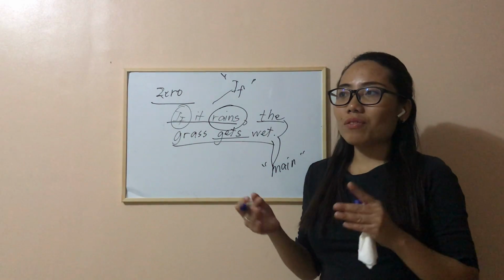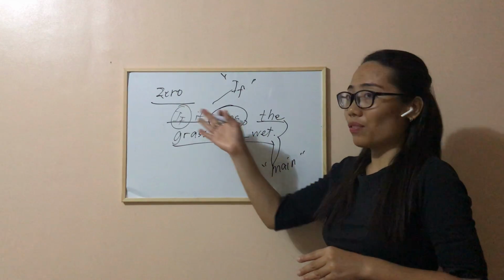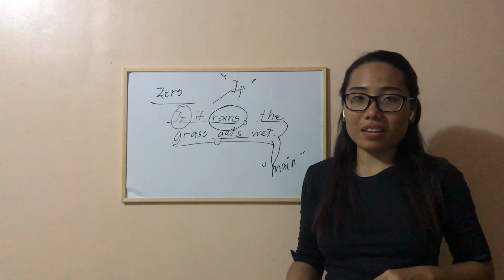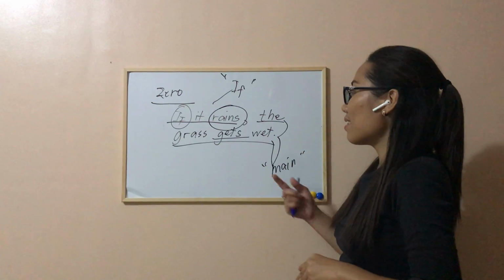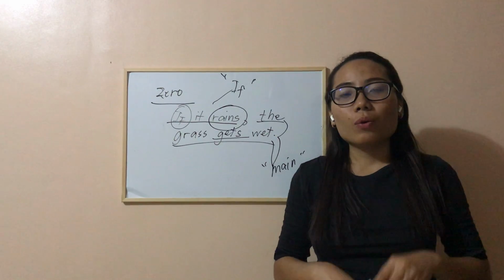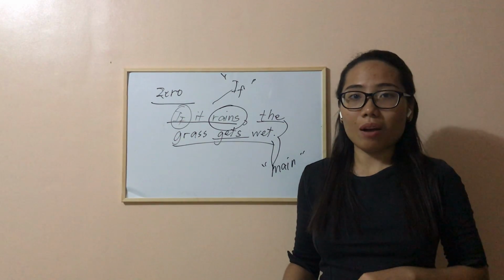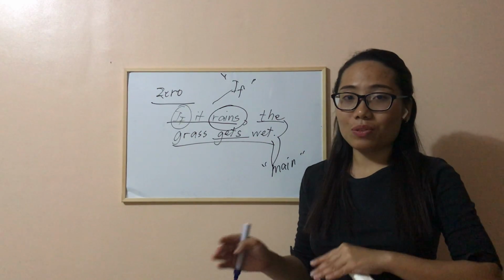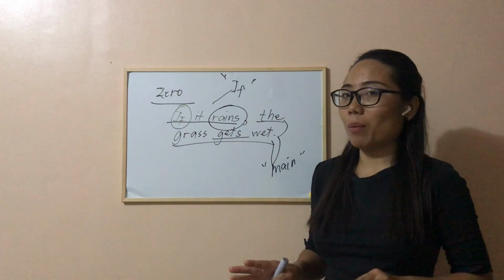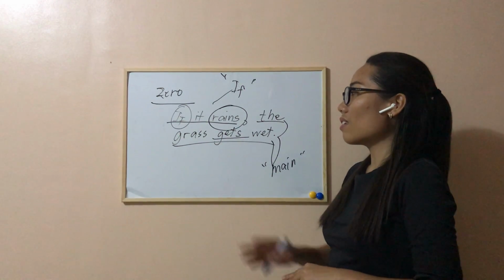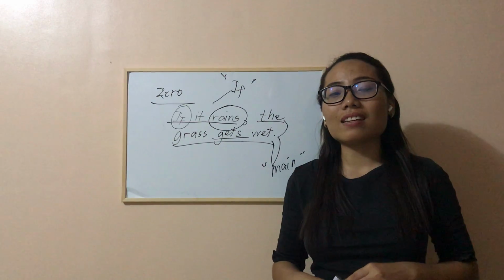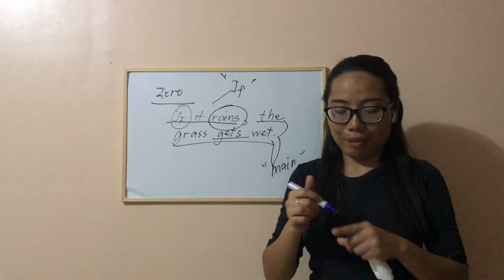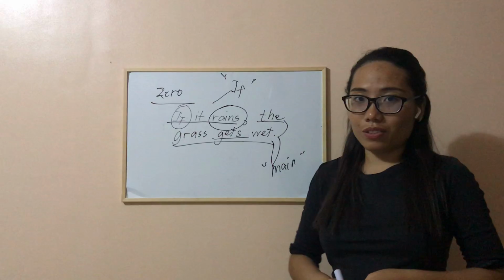Now, you don't have to write your sentence with the if clause first. You can interchange, as I said earlier. You can say, the grass gets wet if it rains. When you do it that way, you don't put a comma. But if you're going to put the if clause in the first part of the sentence, you have to have a comma. So that's why you have a comma here. So that's for the zero conditional.